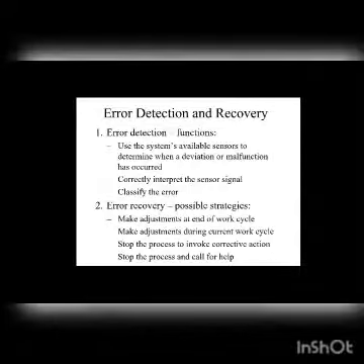Error detection and recovery. Error detection uses the system's available sensors to determine when a deviation or malfunction has occurred, correctly interpret the sensor signal, classify the error. Error recovery, make adjustments at the end of work cycle, make adjustments during the current work cycle. Let us say if the spindle is a bit loose, then at the end of the operation, it makes the adjustments.